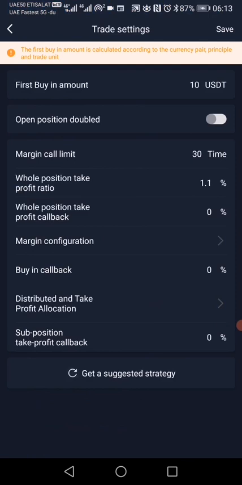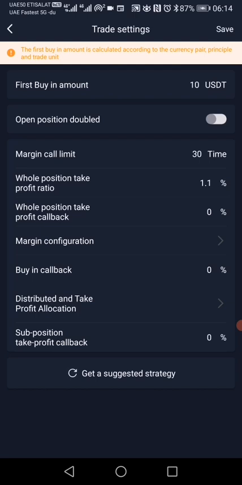The first thing you see on your trade settings is the first buy-in amount. What is first buy-in amount? First buy-in amount is the first amount the robot is going to use to initiate the trading for you, and subsequently a reference amount for subsequent buying as your margin cost drops. I'll talk more about that first buying amount when we go into margin call limit.